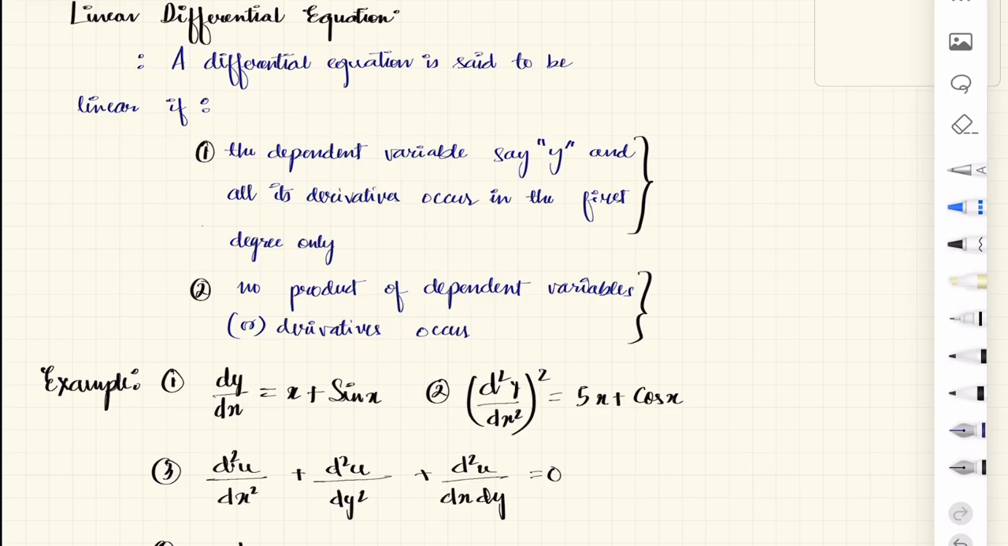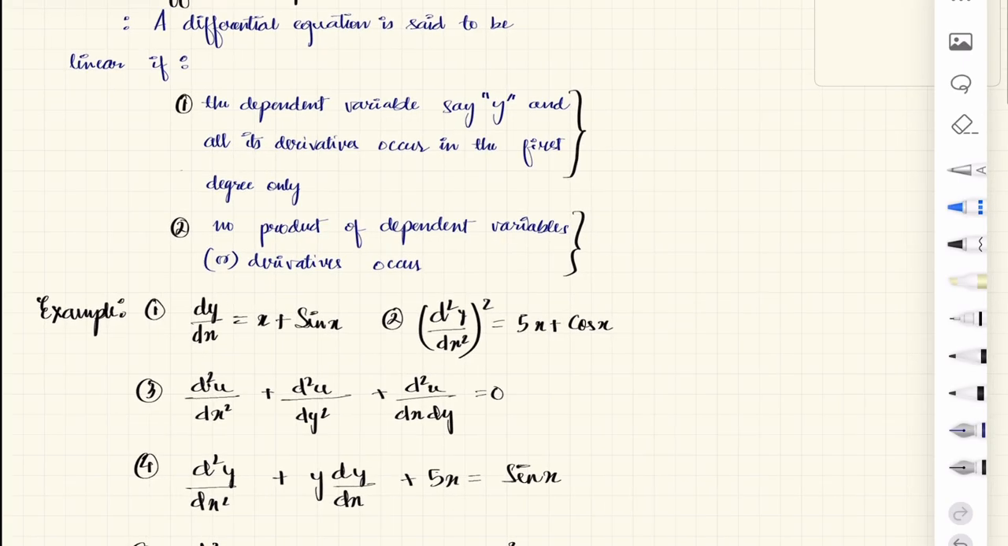So that means the first criterion is valid, and the second criterion is also valid. Got it? Yeah. The first one is correct, the second is wrong, the third one is correct. That means the first and the third are linear differential equations.